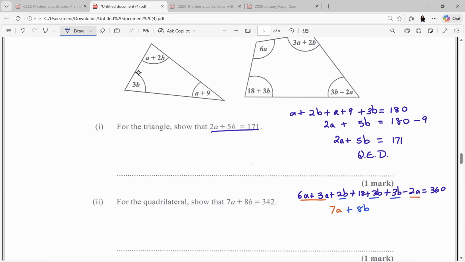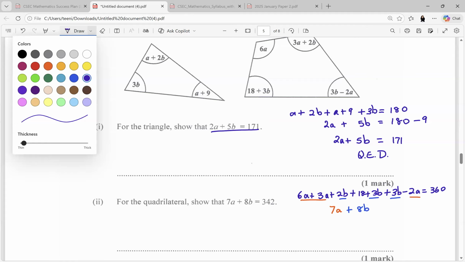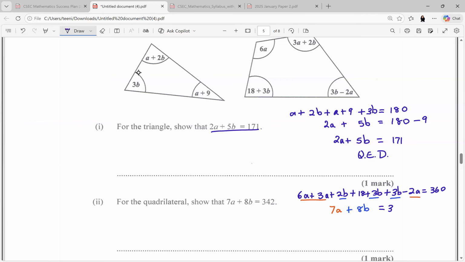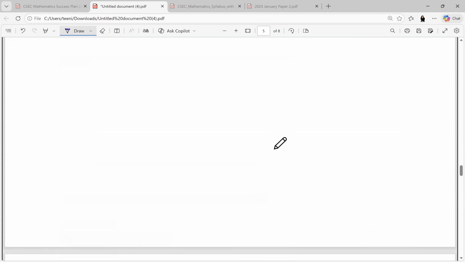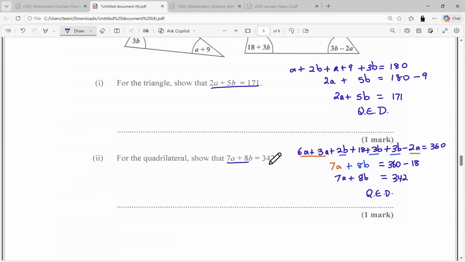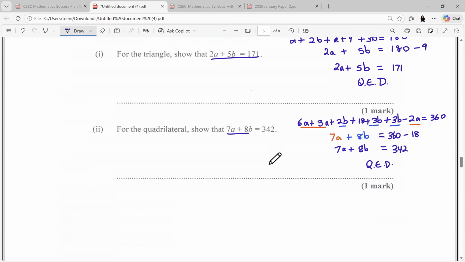I'm going to move 18 to the other side of the equation. Since on the left-hand side it is plus 18, when I move it to the right-hand side, it will become minus 18. So 7A plus 8B is equal to 360 take away 18, which is 342. So I have proven it. All right, so that's 2 marks, 1 mark each. The third part of this question, which I didn't include here, is to solve for A and B, and that's solving simultaneous equations. I'm going to leave that out for today.